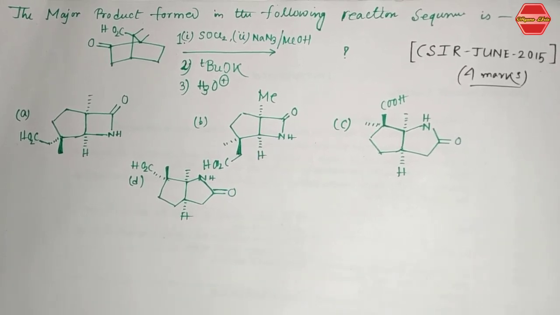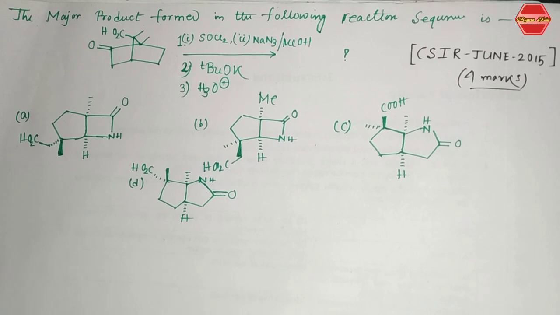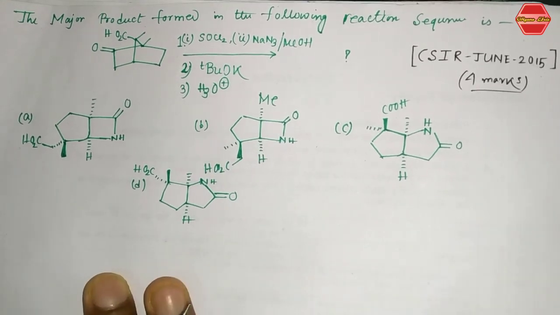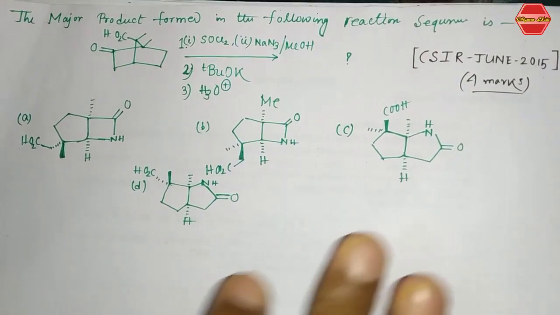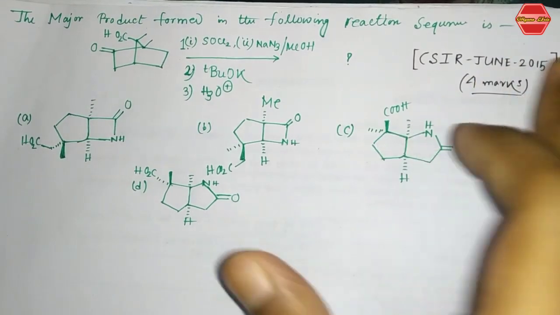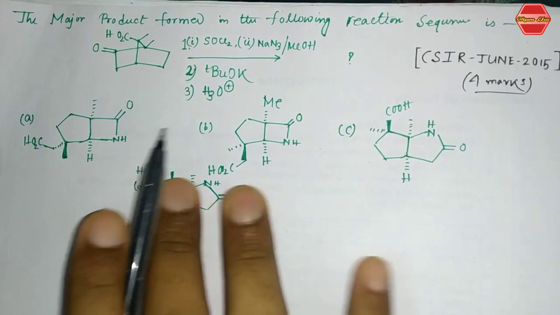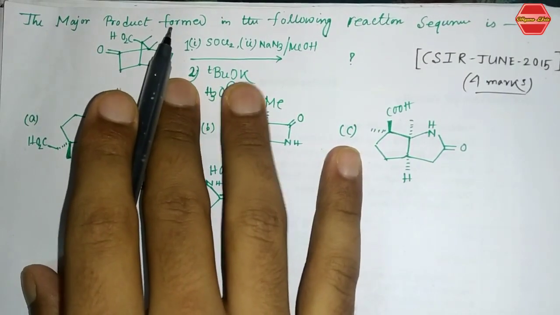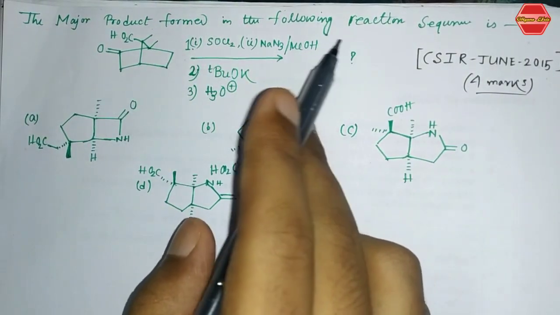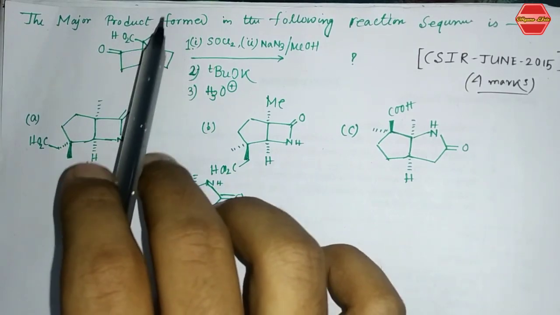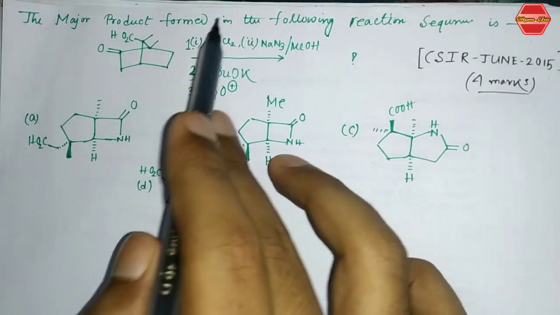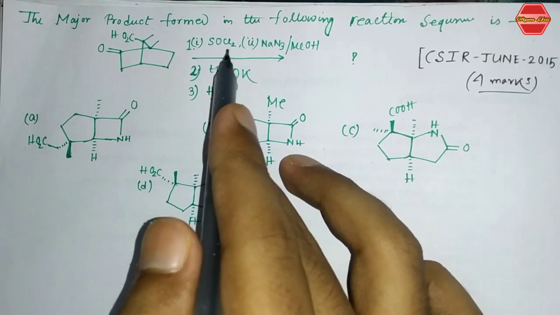So this is our concept problem solving part, and in this video I am taking a question which came in CSIR-NET June 2015, and it was for 4 marks. The question was: a major product formed in the reaction sequence, where you are given a substrate like this, and the reagent used for this reaction is SOCl2.